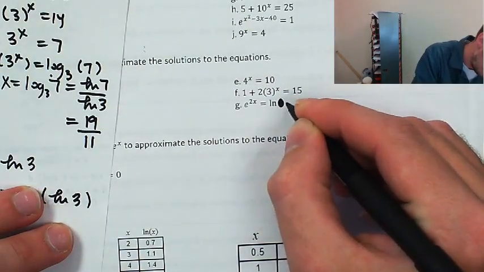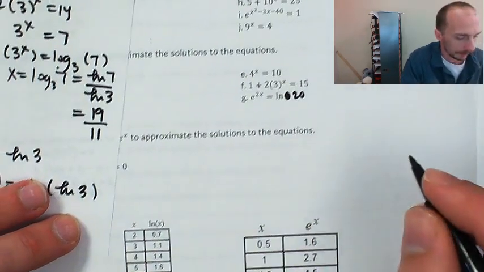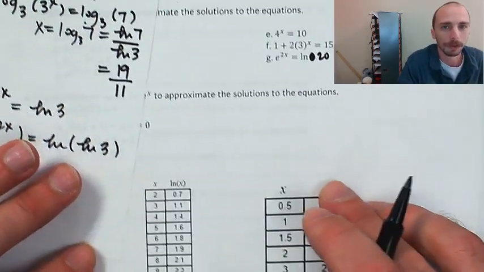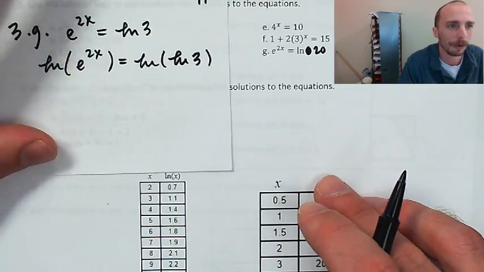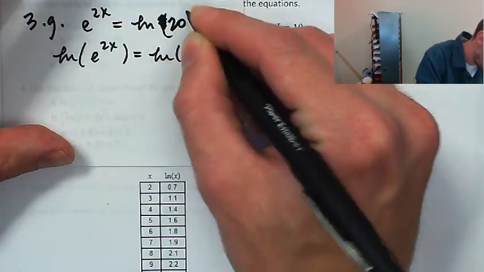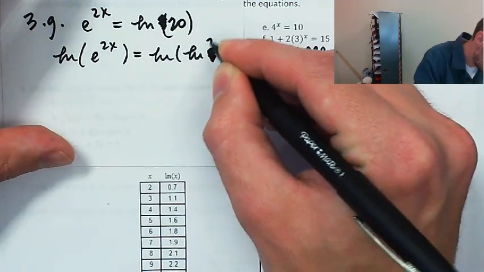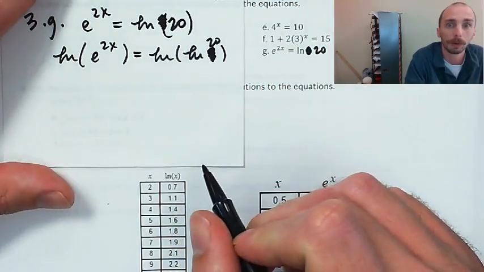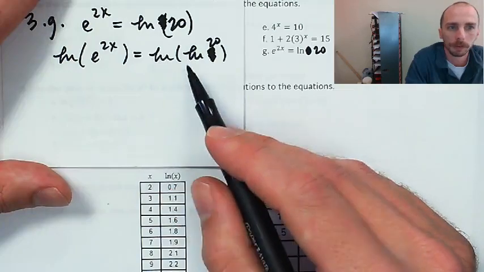So I'm going to change the problem and encourage you to do the same. I'm sure everyone's going to be asking me about that a couple days from now, but it'll be all right. That's what happens when you hurriedly make the homework assignment. Sometimes you put the wrong number in. All right, so e to the 2x equals natural log 20.